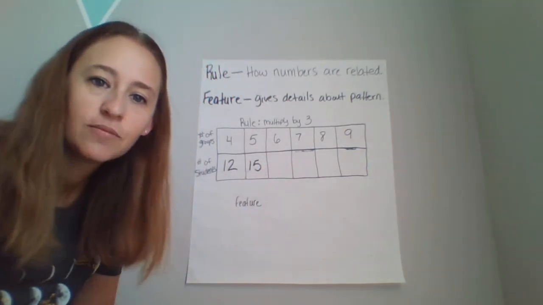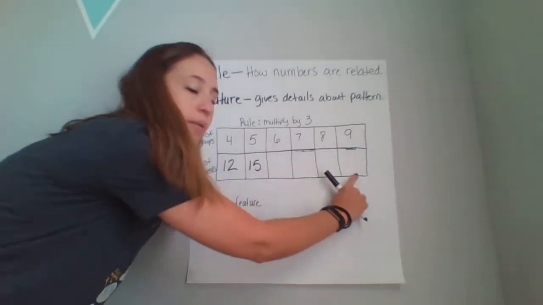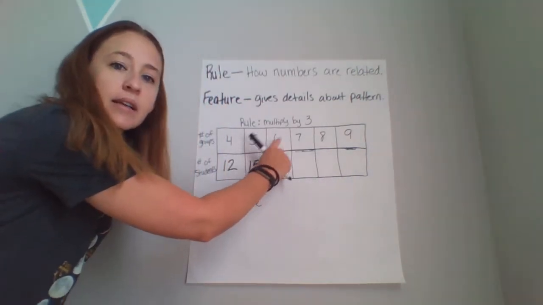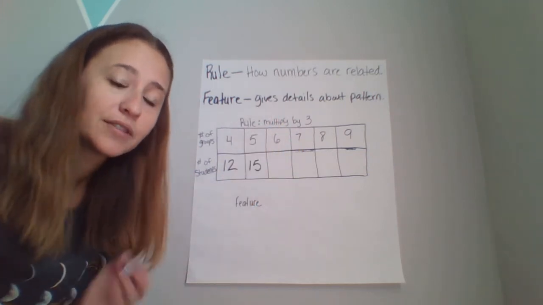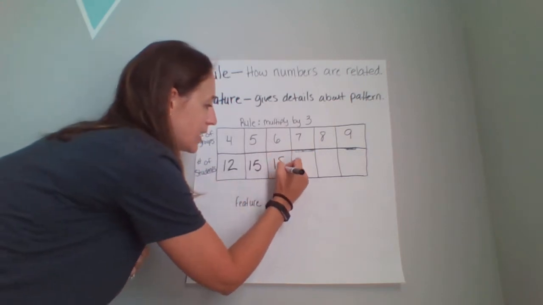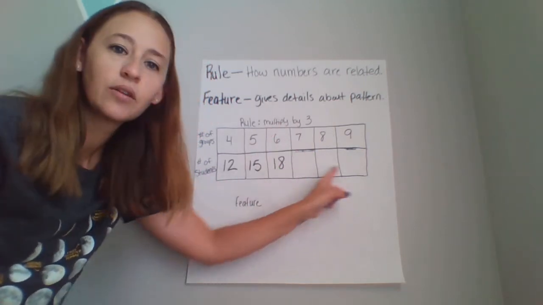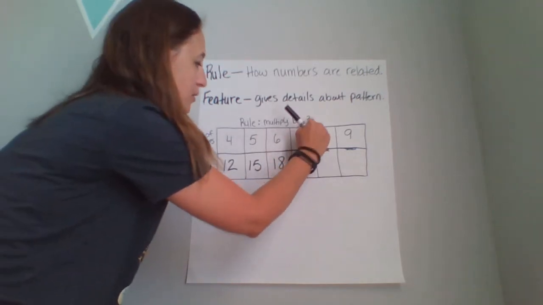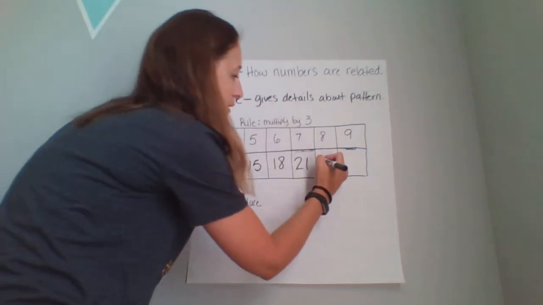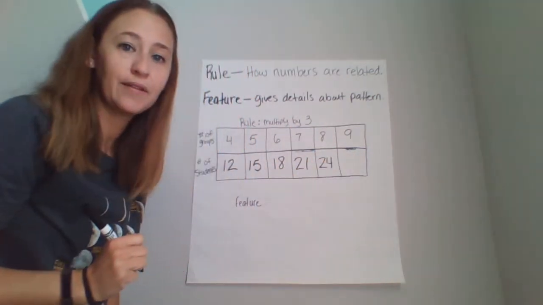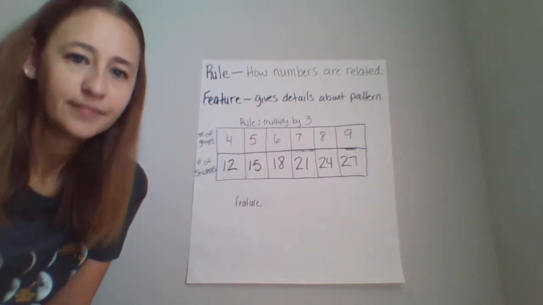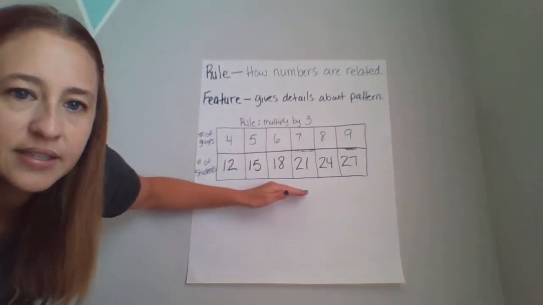And I'm going to continue my number pattern until I get all the way to the end of my function table. This says 6. 6 multiplied by 3, because that's the rule. We have to follow the same rule for the whole table. 6 times 3 is 18. Let's fill in the rest of the chart. 7 times 3, 21. 8 times 3, 24. 9 times 3, 27.